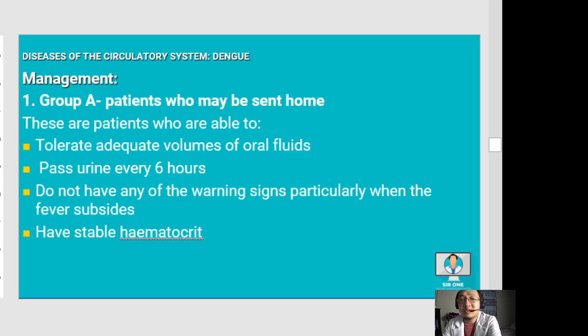Management of dengue patients according to the Department of Health Philippines. We have Group A. These are patients who may be sent home. These are patients who are able to tolerate adequate volumes of oral fluids, so they won't be having problems with dehydration. They pass urine every 6 hours, meaning there are no signs of severe dehydration. They do not have any of the warning signs, particularly when the fever subsides, as mentioned earlier, and have a stable hematocrit.